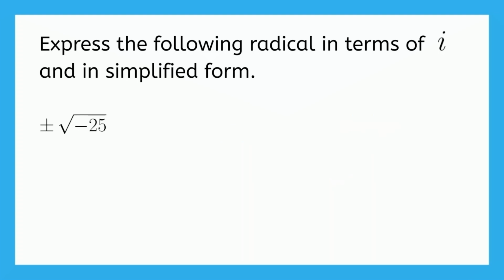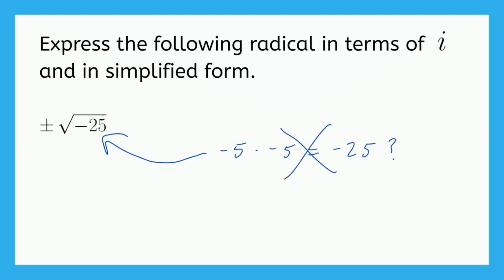So now that we've talked about the concept of the principal square root, let's think about what is the square root of negative 25. In other words, what times itself is negative 25? Could we say negative 5 times negative 5? No, because that's positive. We know that negative 5 times negative 5 is not negative 25. It's positive 25. So how could we find the square root of negative 25? Well, that's where the concept of the imaginary number comes in.